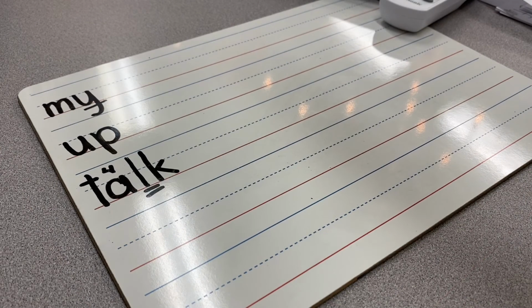Our next word is not. I will not eat that mushroom. Not. Clap it out. How many syllables? One. What's the first sound? Good. Then what? Excellent. And the last sound? Good. Read that word back to me.